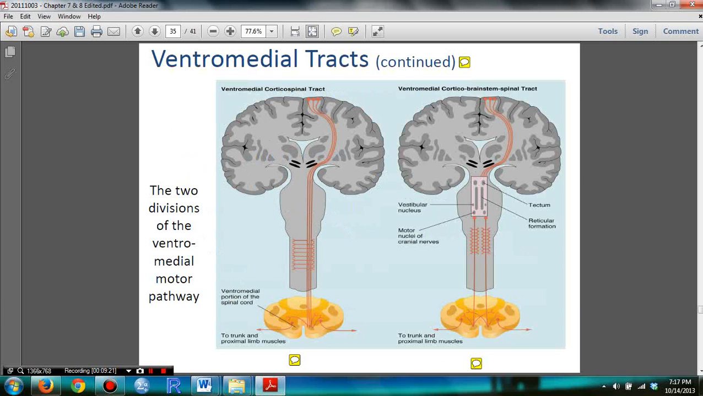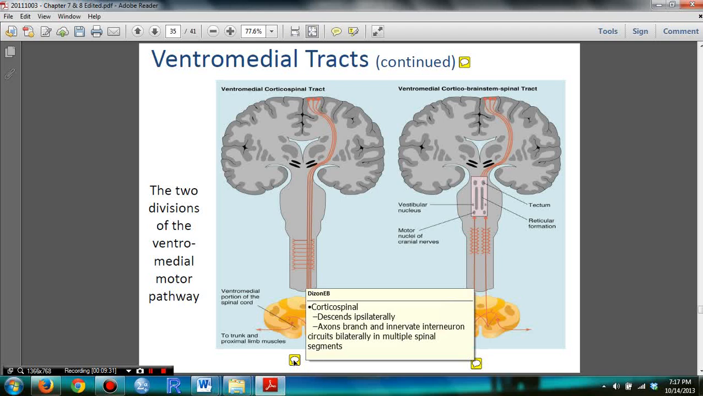So for the ventromedial tracts, here's my side note. The ventromedial corticospinal tract descends ipsilaterally, and axon branches innervate interneuron circuits bilaterally in multiple spinal segments.